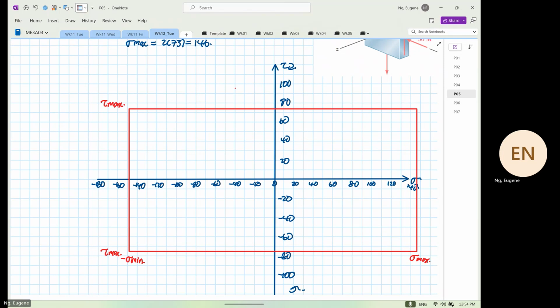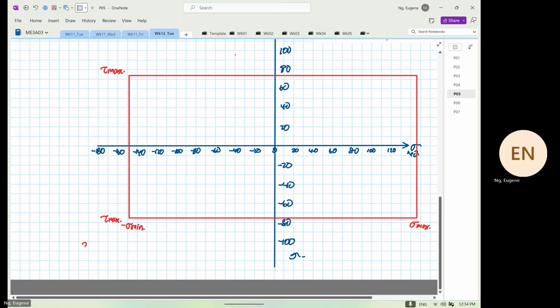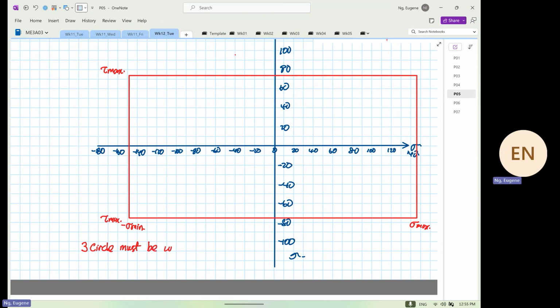So what does this mean? When you do a 3D Mohr's circle and you put a box like this, the 3 circles have to be in the what? In the box. I repeat again, the 3 circles have to be in the box. So I'll write down here, the 3 circles must be within the box. If you go out, what will happen?